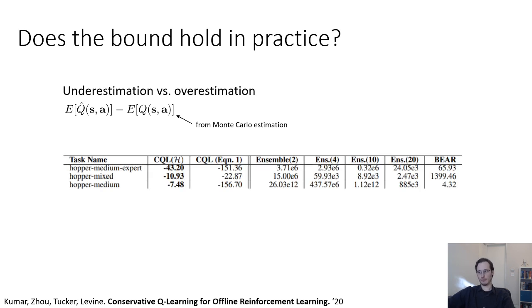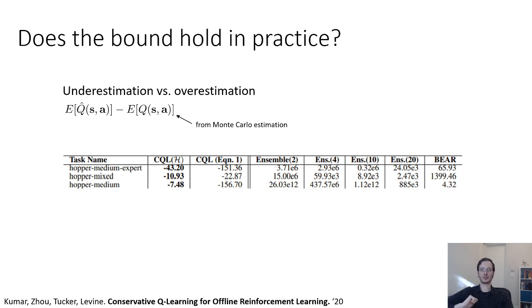So here are the results. The first column shows the full CQL method with both the minimization and maximization term. The second column shows just the basic method that has just the minimization but no maximization. Then we have 4 different ensembles, so an ensemble of 2 networks, 4 networks, 10 networks, and 28 networks. And then we have BEAR, which is a representative policy constraint method. Now the first thing that you might note is that all of the ensembles and the policy constraint method are overestimating massively, despite the policy constraint.